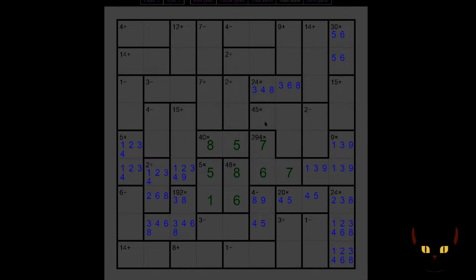Oh, I missed yet another multiplication. I like the multiplications because they're relatively easy.